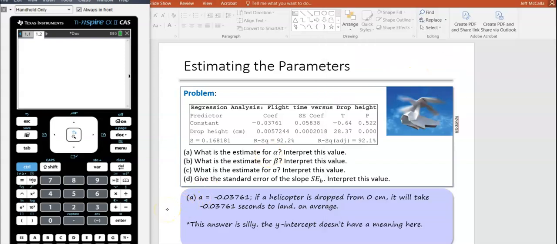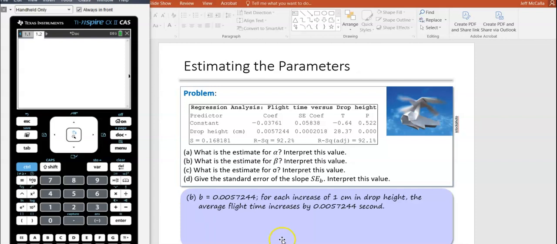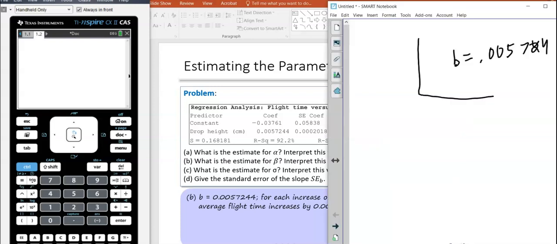So the idea of this is that, for each time, so this is like drop height here, and this is the flight time. If you think of this like a fraction, that's what you really want to think about. Every time the height changes by whatever the unit is here, the time changes by 0.0057. In fact, it increases by 0.0057. This is a positive slope.